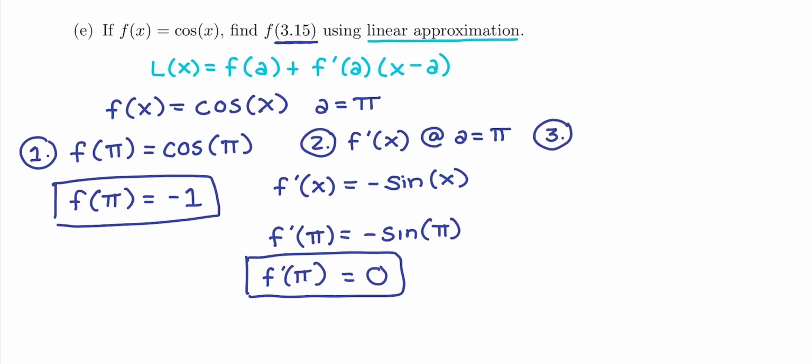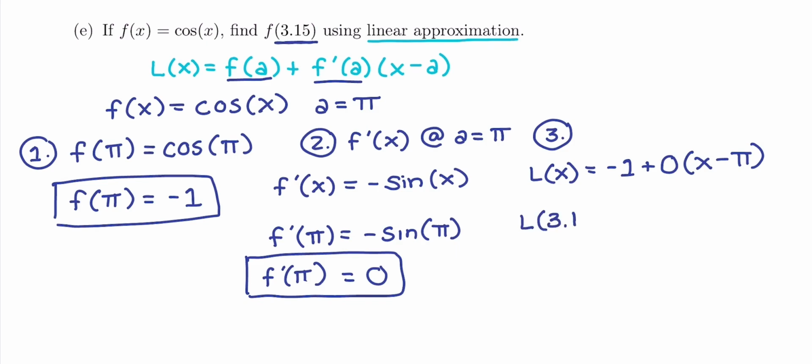And our third step is to write this in our equation. L of x is going to start with f of a, which we said was -1, plus f prime of a, which is 0, times x minus our a, which is pi. So we're going to find L of 3.15, because that's going to approximate f of 3.15.